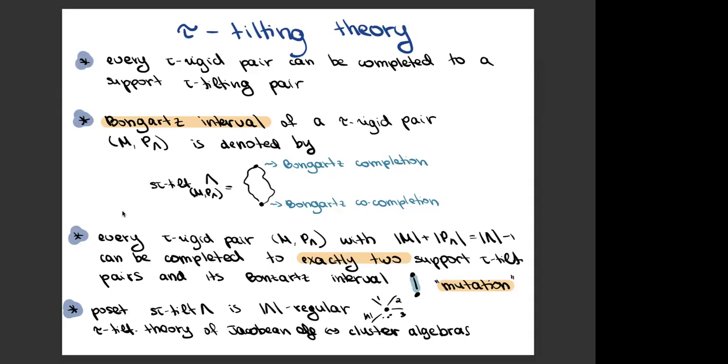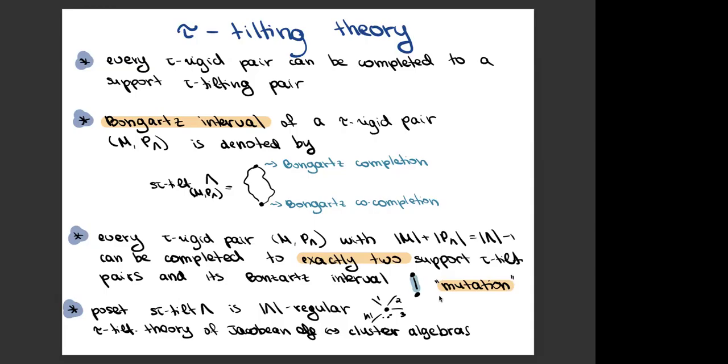And then another thing which is very nice and very important for tau tilting theory, or at least one aspect of it, is that every tau rigid pair that is almost maximal, so its size is lambda minus 1, so it's just missing one summand, can be completed in exactly 2 ways to a support tau tilting pair. In particular, the Bongartz interval has just two entries, the top element and the bottom, the two different ways you can complete it, and going from top to bottom is the mutation.